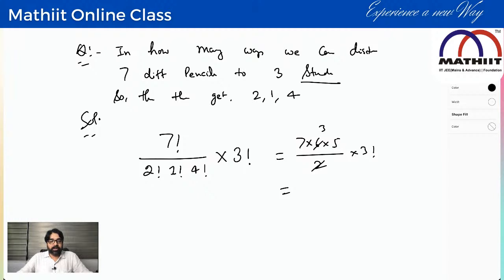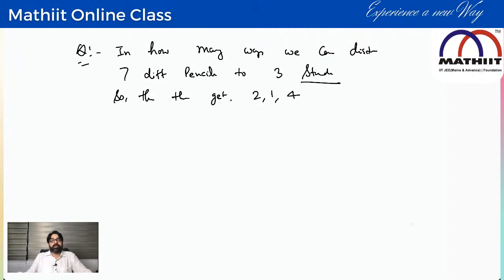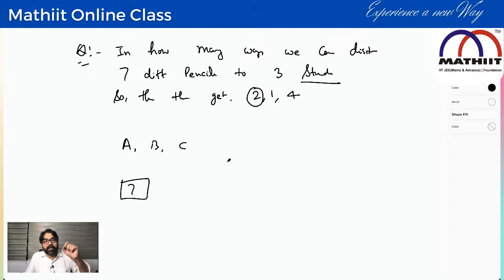So that's very simple. Now let's understand what is actually happening inside. This is the formula I told you. Actually, forget distribution. Suppose you have to do it manually. I am having 3 kids, A, B, C. I am having 7 objects. I want to make 3 groups. Let's make the first group. In how many ways can you make the first group? In the first group you want 2 objects.